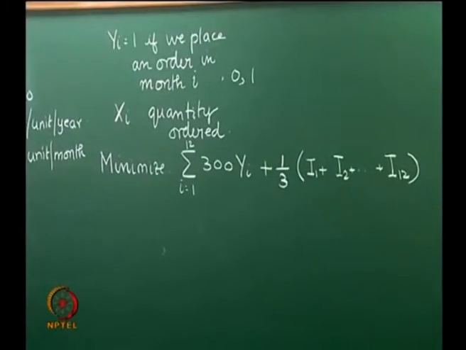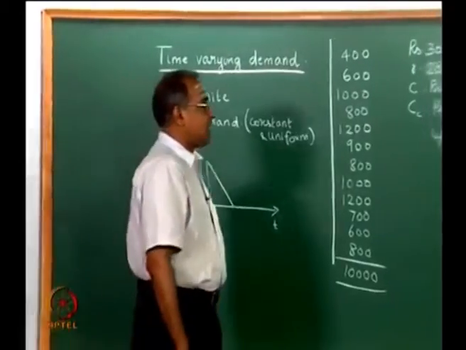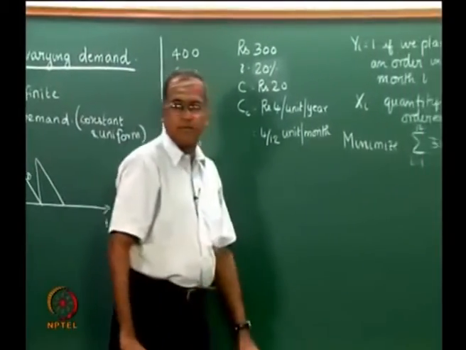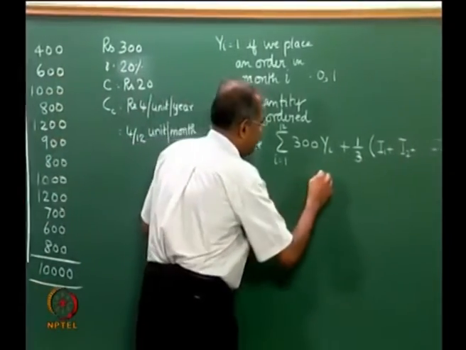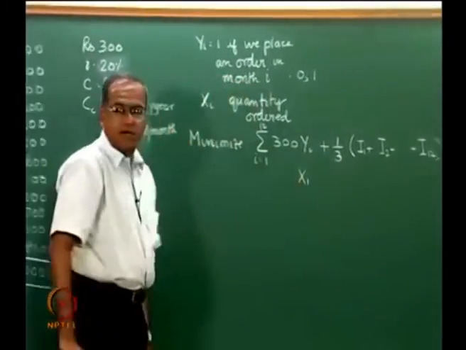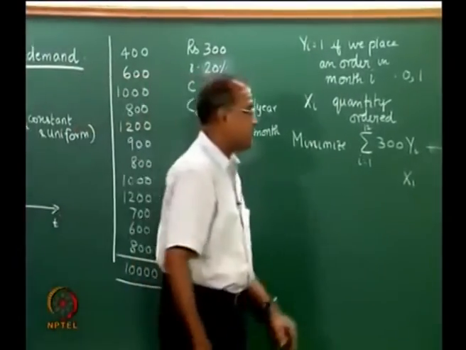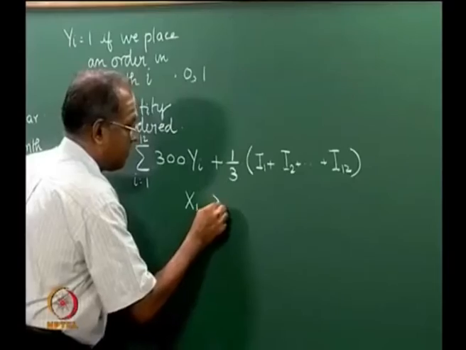Now we have to look at the constraints. So the first month constraint will be, x1 is the quantity that I order. So it should be x1 greater than or equal to D1.